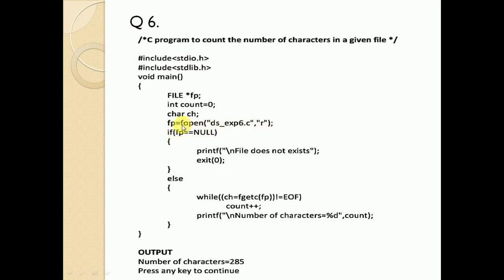After opening the file we are checking whether it contains data or not. If it does not contain any contents, then it will print file does not exist. Else, while ch is equal to fgetc of fp, not equal to end of file, we are reading and counting the characters, and then printing in a printf statement, number of characters is percent d, count. So here in that file the number of characters is 285.